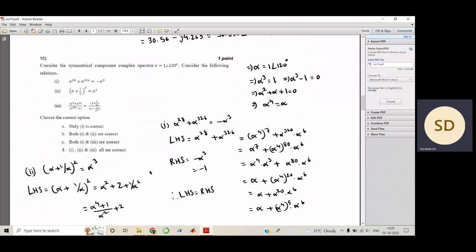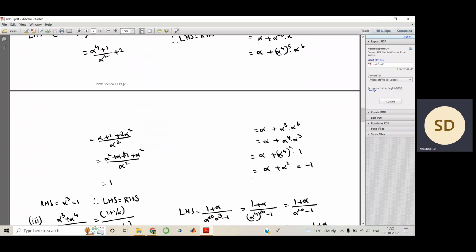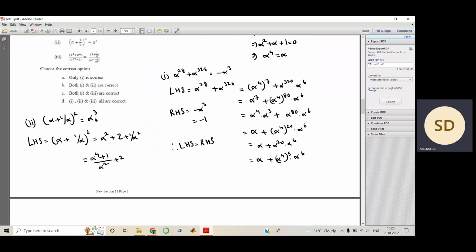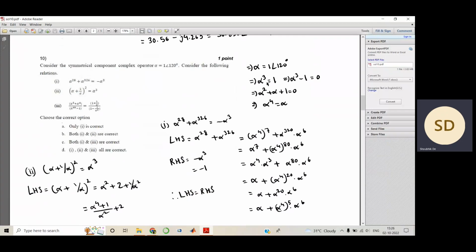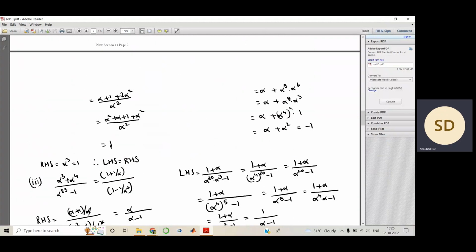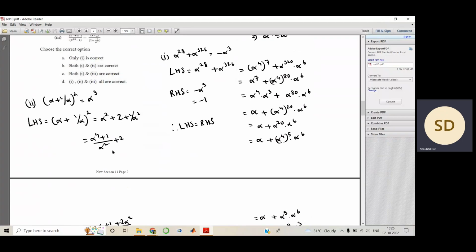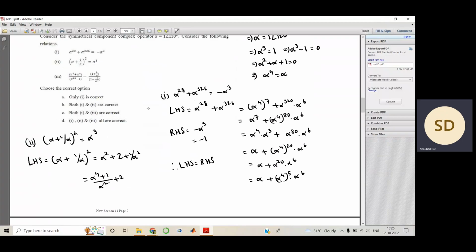So this whole thing is 0, right? We saw alpha square plus alpha plus 1 is 0. So this term that you see here is 0. So we are left with alpha square divided by alpha square, which is your 1, right? And again on the right hand side we have only alpha cube. We saw that it is 1 only. Therefore your left hand side and right hand side, they both match. Hence, this statement is true.